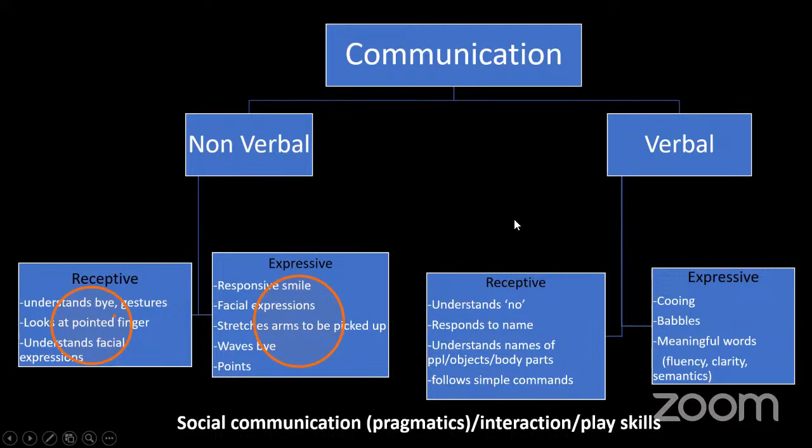Parallelly, there is an understanding of verbal communication which is happening. He starts understanding no. He starts understanding that when they call his name, he has to respond with a head turn. He starts understanding the names of people around him. When somebody asks, where's mama, where's papa, he starts looking at them. Where's the fan? He looks at the objects or he points at the object. Gradually, by around 15 to 18 months, he understands the names of body parts. And by 18 months, he is beginning to follow some simple commands.